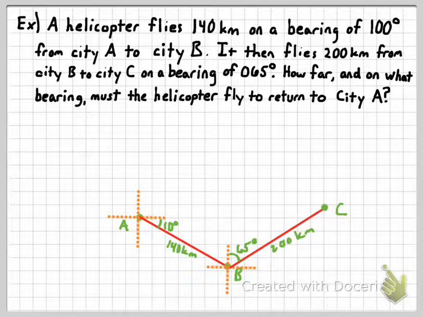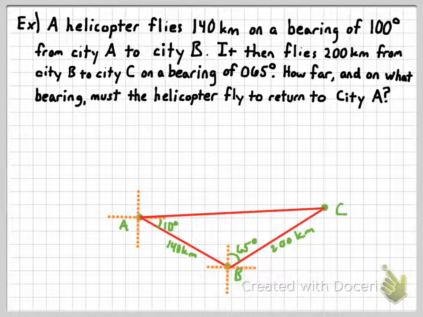All right, and then we want to know how far and on what bearing must the helicopter fly to return to city A. So we know there's going to be a return trip from here down to there, right? All right. Now here's where this kind of gets tricky. Hopefully you understood the picture okay. We've talked about the bearing stuff that you need to know.